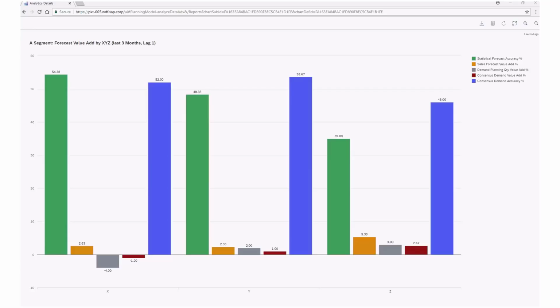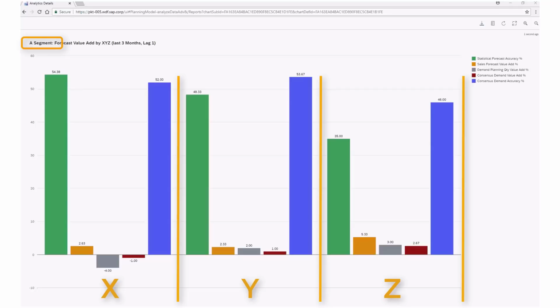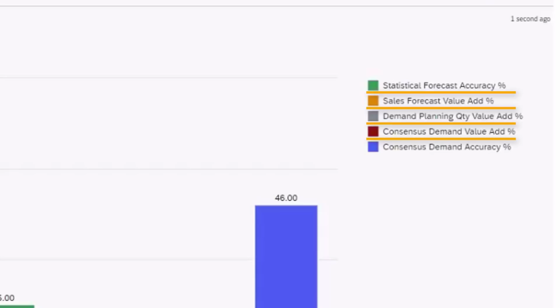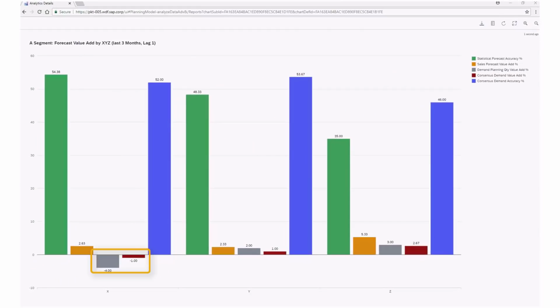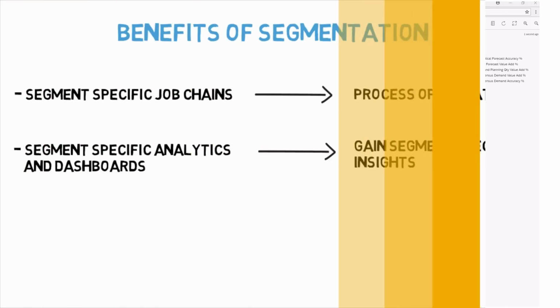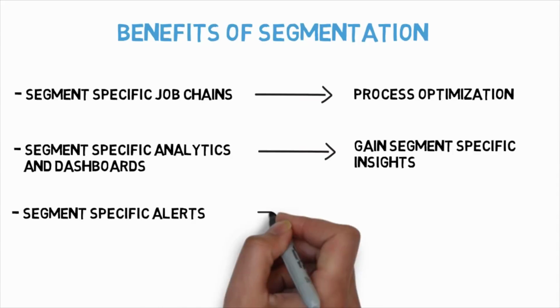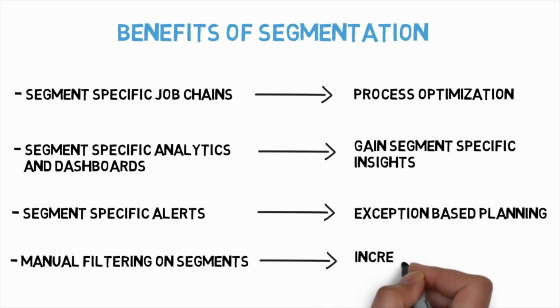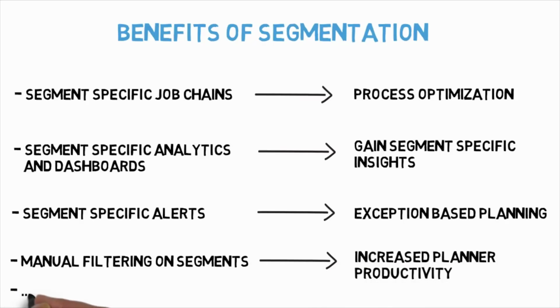In this example, you can see the forecast value add for the most important A products separated by their forecastability. The chart shows the forecast accuracy of the system-generated statistical forecast and how the accuracy was impacted by the manual overrides at different steps. What you can see is that for the AX products, there is no value add by the manual planning steps. In such a case, you may let your planners focus on the AY and AZ products, where a clear value add is visible. You can define segment-specific alerts and with those, optimize your exception-based planning process. Planners can filter on the segments in the different IBP applications according to their needs to streamline their planning steps.